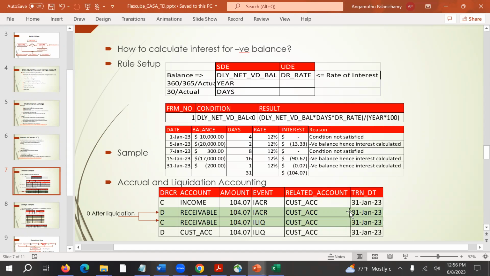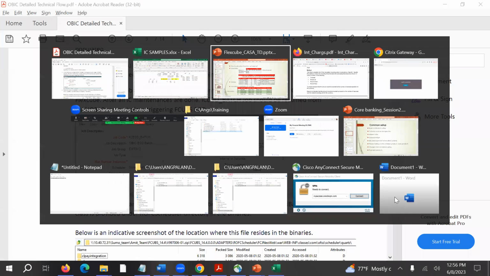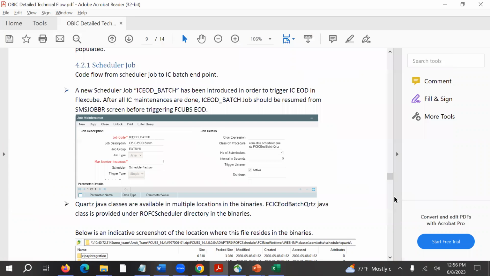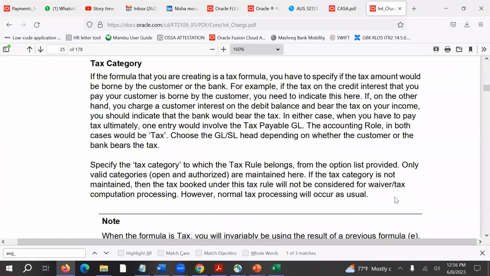We are saying SDE is system given, that you cannot change. In the LOV, you will get only whatever is there. But when it comes to UDE, it is not an LOV. So whatever existing LOV we have, that is like the product, whatever it is providing.